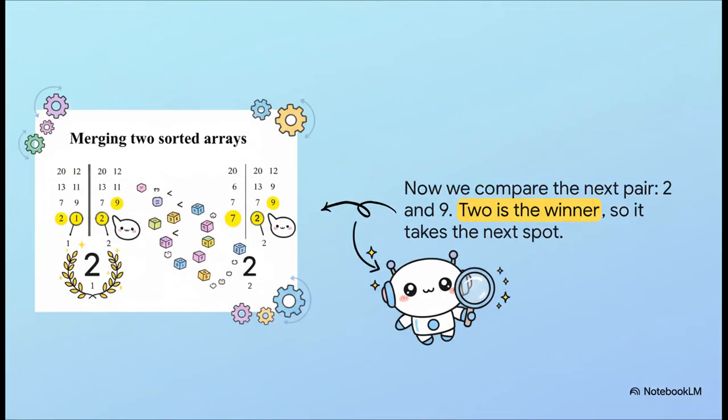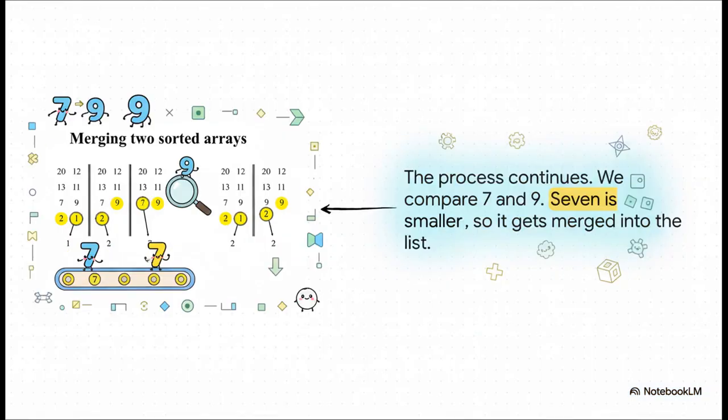And then we just do it again. The new comparison is between 2 and 9. Who's smaller? The 2, of course. So the 2 gets the next spot in our final list, and we move the pointer on the left list forward. See? It's just a simple game of pick the smaller one. Let's do one more just to lock it in. Our pointers are now looking at 7 and 9. 7 is smaller, no doubt about it. So it gets picked, moved over to the final list, and we advance the pointer on the left again.